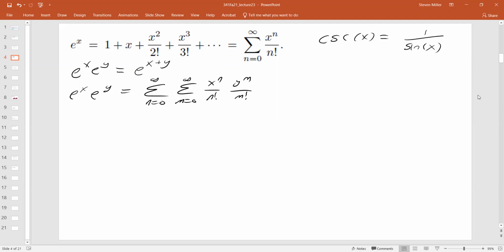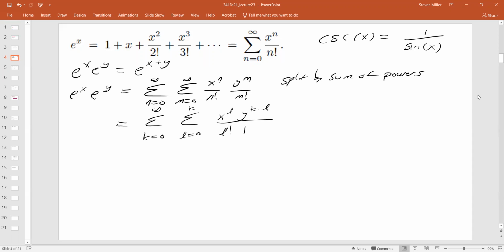So when we expand this out, we're going to have a bunch of terms. We could have n and m equal to 0, and we'll just have the term 1. Or we could just have x, we could just have y, we could have x squared, xy, y squared. We split things up based on the sum of the powers. So split by sum of the powers. And so I claim this is the same as, say, the sum k goes from 0 to infinity, the sum L goes from 0 to k, x to the L, y to the k minus L, over L factorial, k minus L factorial.